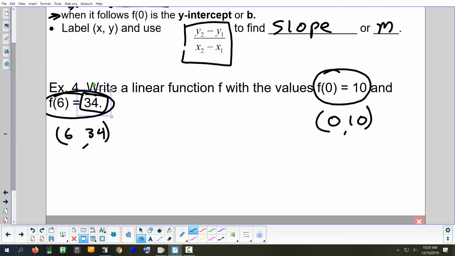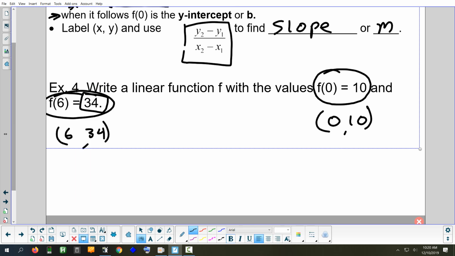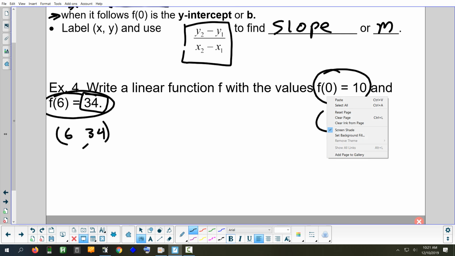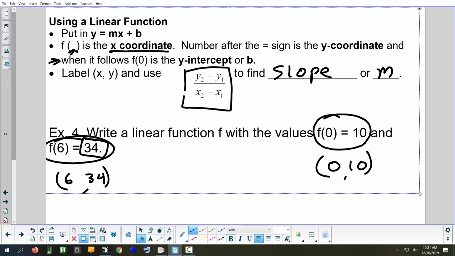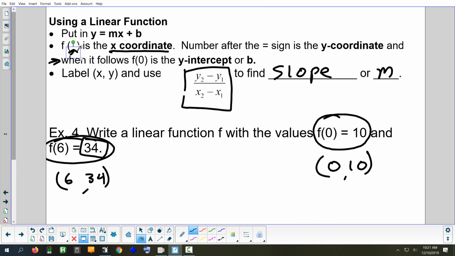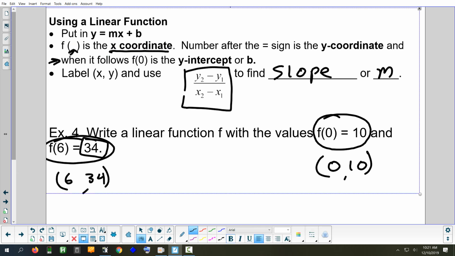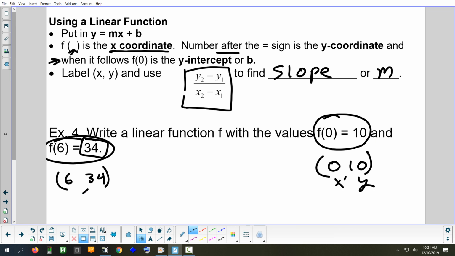What that really means is you guys are going to come up with a formula that if you plug 6 into the formula, the answer will come out to 34. If you plug 0 into the formula, the answer will come out to 10. That's how we can check it when we're done. Okay, so the number in the parentheses is the x. The number in the parentheses is 0. That's my x. The number after the equal sign is my y. The number after the equal sign is a 10. That's my y.